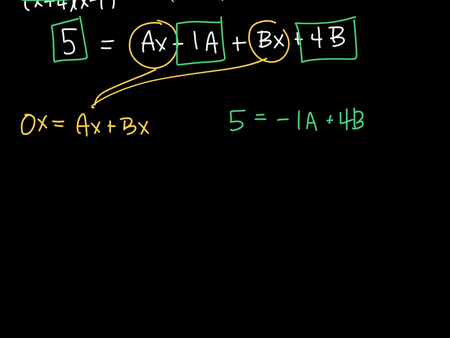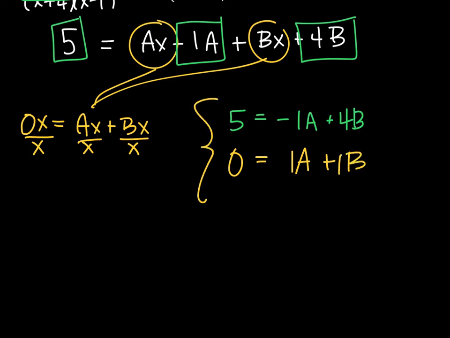So with the yellow one, you can drop all the X's. Divide by X, divide by X, divide by X. So I now have 0 equals A plus B, or 1A plus 1B if you want to put the 1's there.